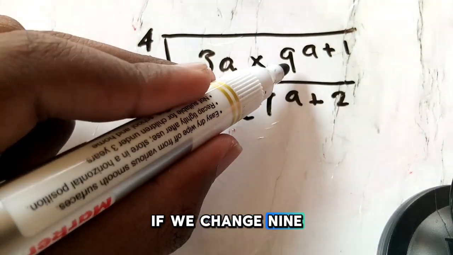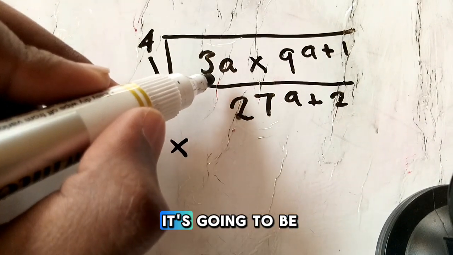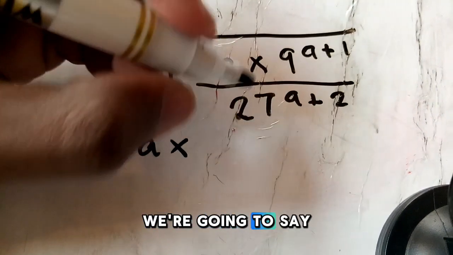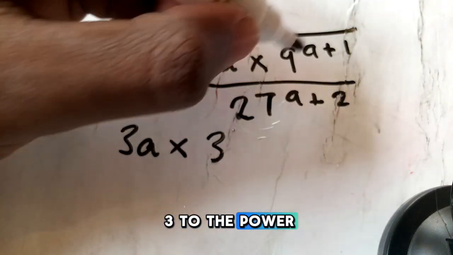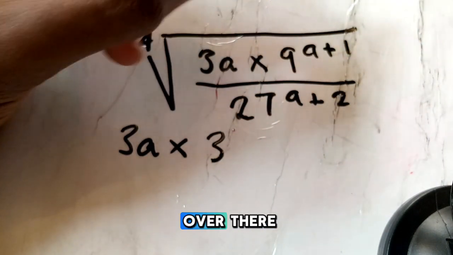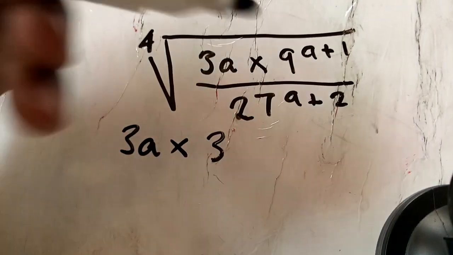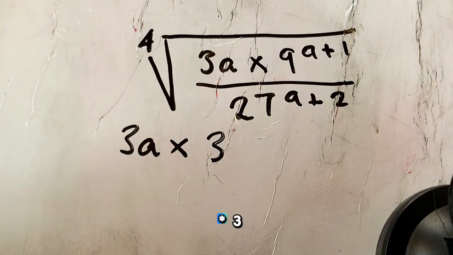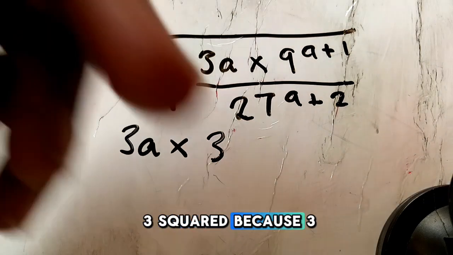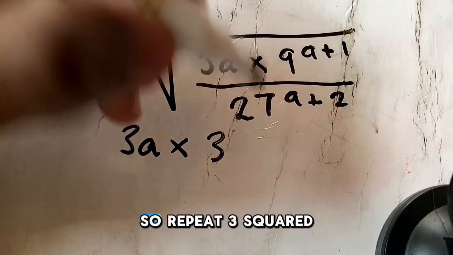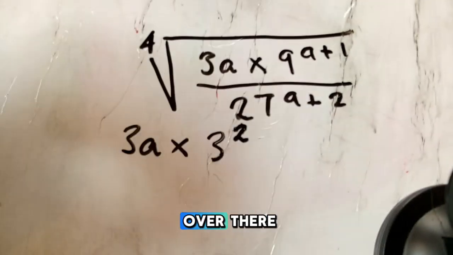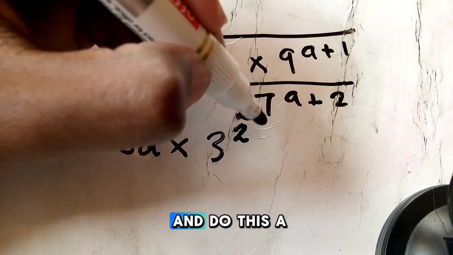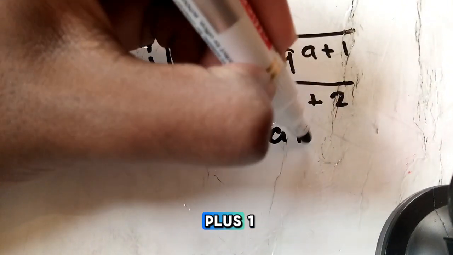If we change 9 to base 3, what is it going to be? It's going to be 3 times 3, because 3 times 3 gives us 9. So since we said 3 times 3, instead of writing 3 times 3, we can just say 3 squared, because 3 squared is 3 times 3. So we put 3 squared over there, and then we keep that power, a plus 1.